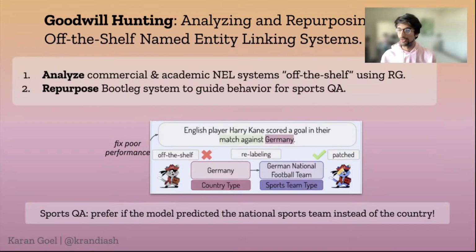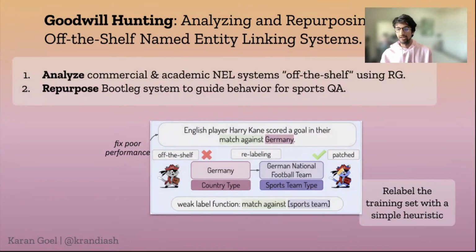We tried a very simple approach as a proof of concept, which is we just relabeled the training set with a simple heuristic. The heuristic was, if there's a phrase like "match against," and there's some entity that follows that, we will relabel that entity, if it's a country type, to be the national sports team type. That's all. We made this one little change that just gives the model a little bit more contextual cues about what to expect when it sees these types of phrases.